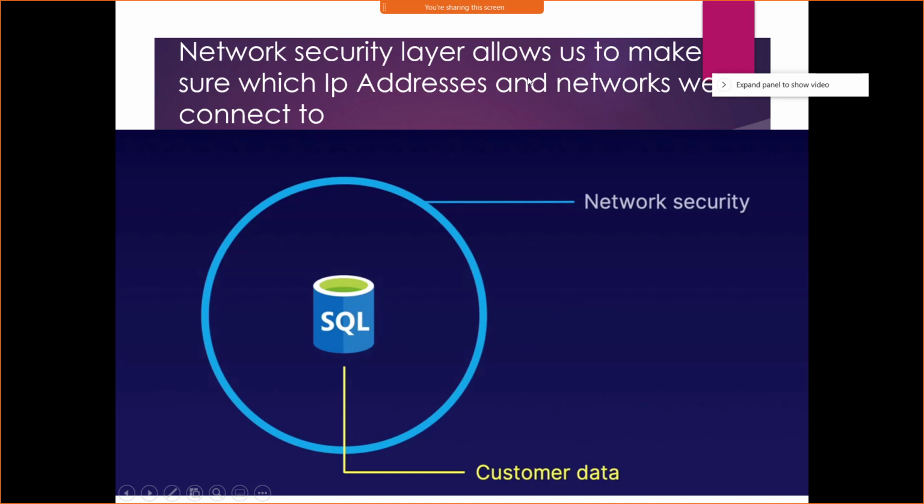The network security layer allows us to make sure which IP addresses and networks we connect to. Obviously this is what you have already seen in VNet as well. When you were creating a VNet and you put some instance or virtual machine inside, at that network security level you have ACLs, access control lists, you have security groups there. A network security group in Azure is a security group in AWS. Now the AZ-104 course is going on, so we're going to go in depth with that too. Here, for network security, obviously for SQL as well, you will use those mechanisms.